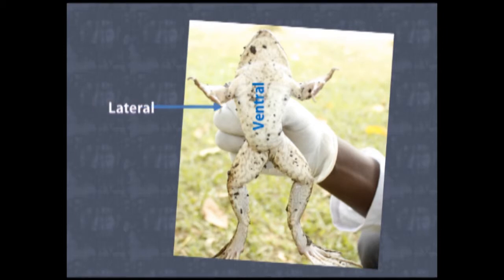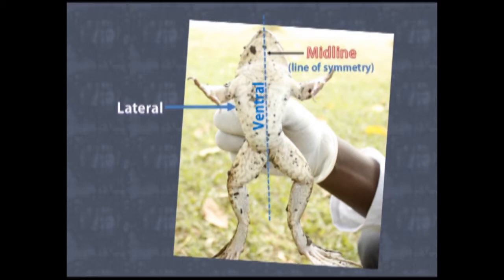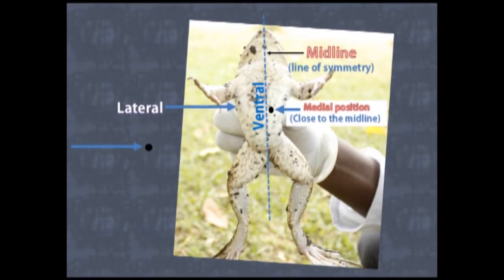Lateral is used to refer to a position that is far from the midline, that is towards the side of the animal. Medial is used to refer to a position that is close to the midline. For structures that are attached to the animal, such as the limbs, there are two terms that we usually use to refer to position.